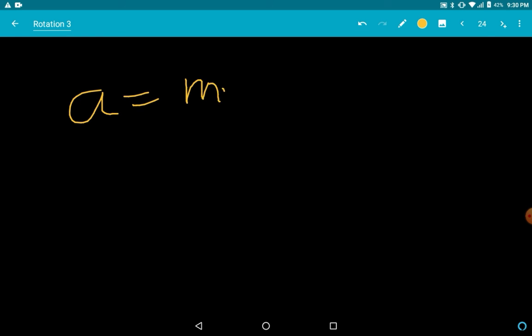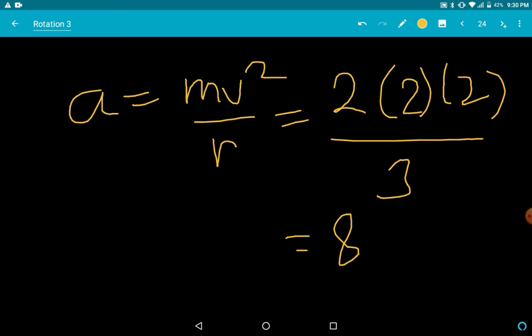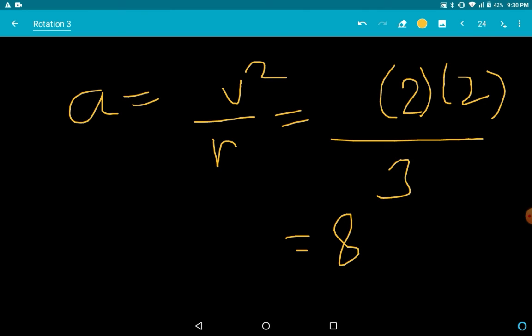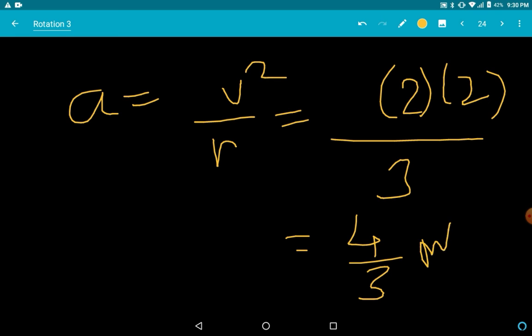Acceleration, we know, is mv square by r. Oh, sorry, it's not mv square by r, it's just v square by r, so the answer is 2 into 2 by 3, that is 4 by 3 meters per second square. And we know F is equal to ma, so m is 2, into 4 by 3, that is 8 by 3 Newton.